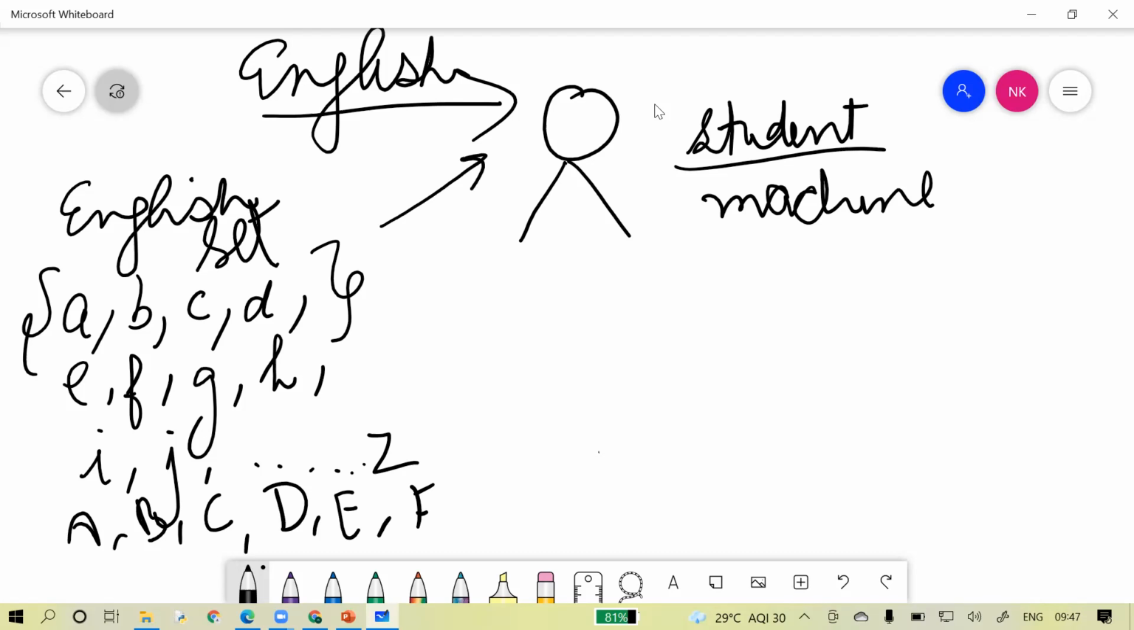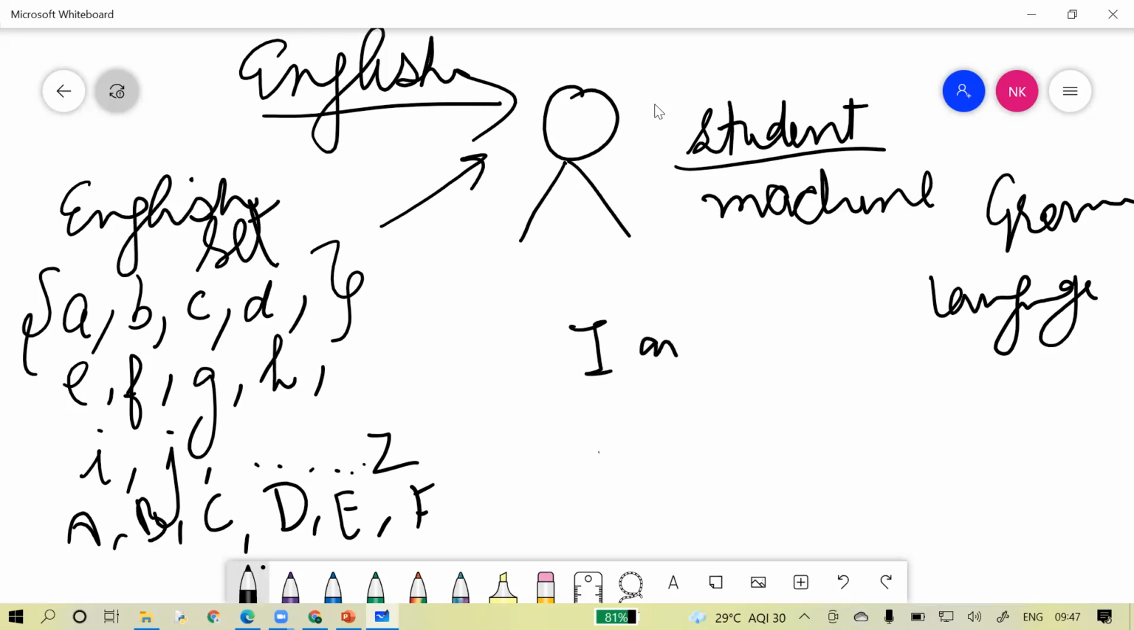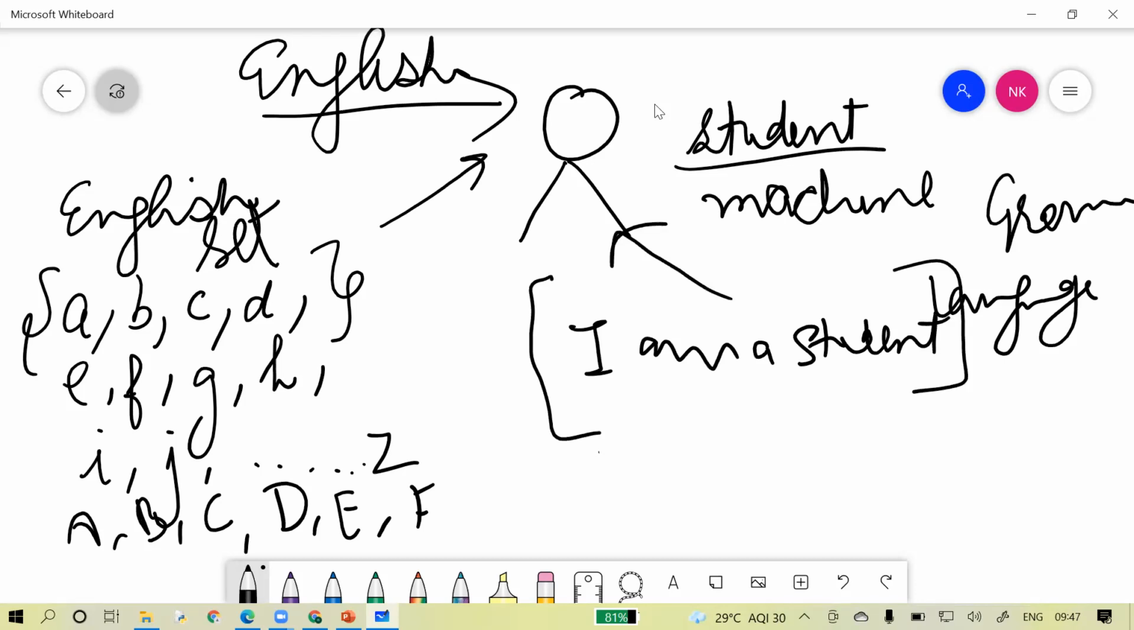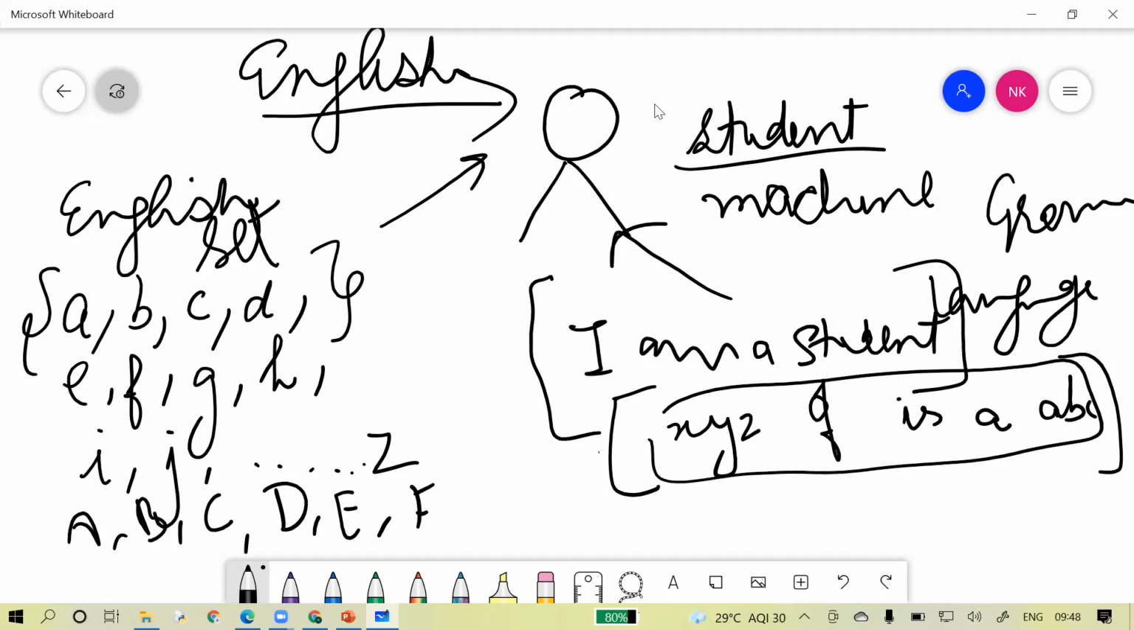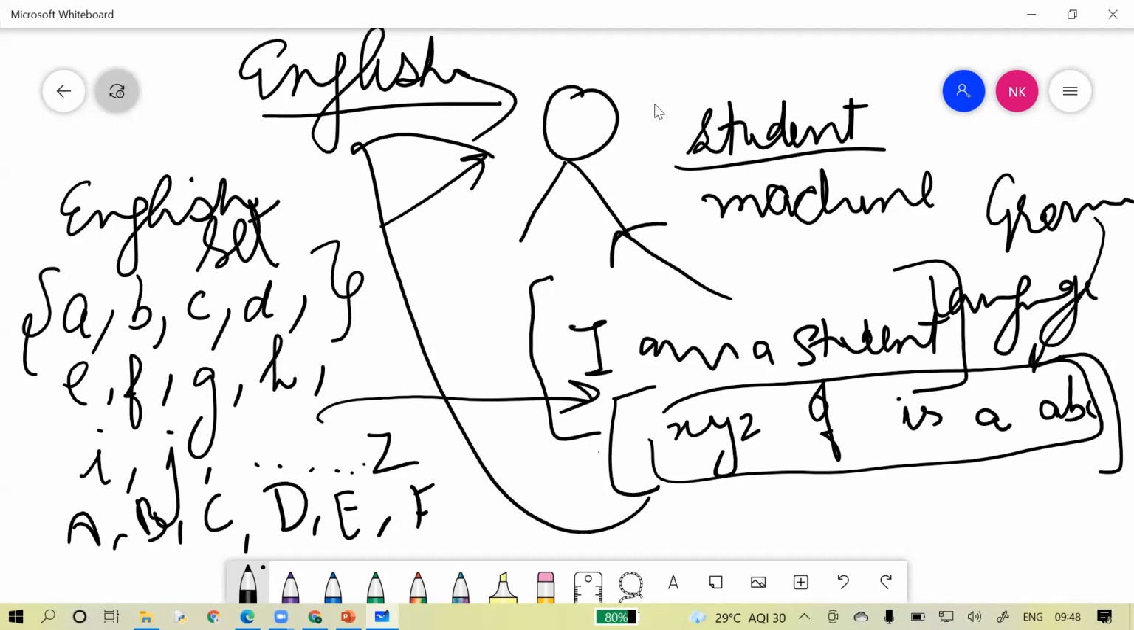So this is the set. I am doing the same for the machine also. On the other side, this is the set, and the other one is grammar, or language. If I write "I am a student", don't you think it is a grammar now understandable by the student? It is a language. On the other side, if I randomly write something like "X, Y, Z of is A, ABC", this is a language, but it is grammatically not correct. This student will not be able to understand it. Although it is made up of the set of English language, it is grammatically incorrect, so the student will not understand.